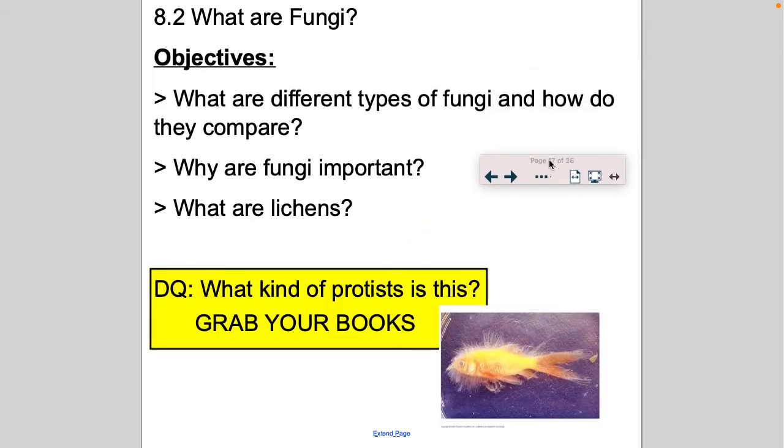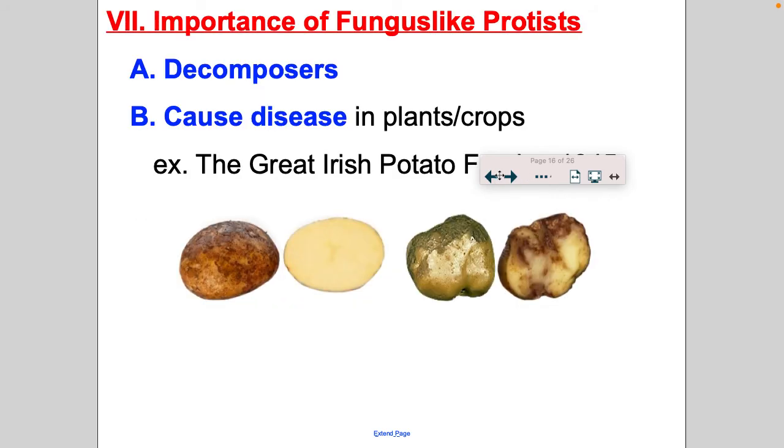All right, so that does it for 8.1. I just went through animal-like protist and fungus-like protist.